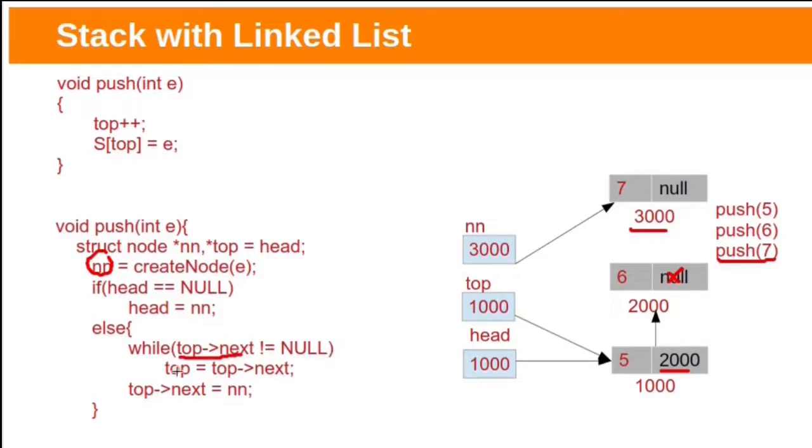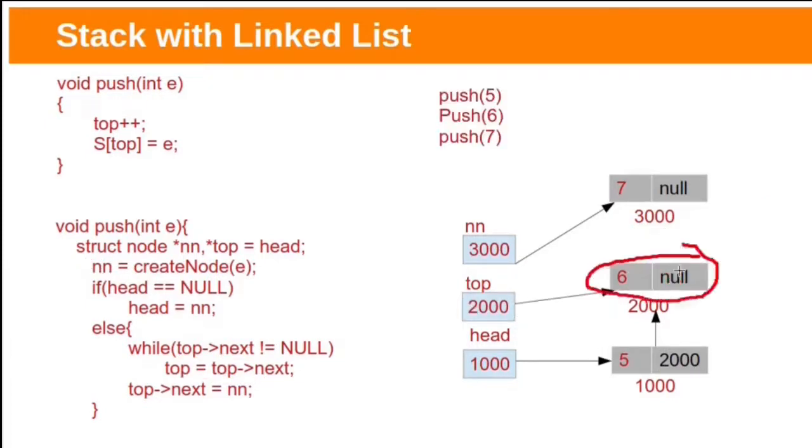not equal to null, top will be incremented here. Top next is 2000, which is not null, so we have to increment our top. After completion of this while loop, this pointer will be pointing to last node. Here is the last node because its link is null, so top will be pointing to this last node. We need to assign this new node address to this top next field or link field. Now these are our stack contents. This top next holds the address of the newly created node.